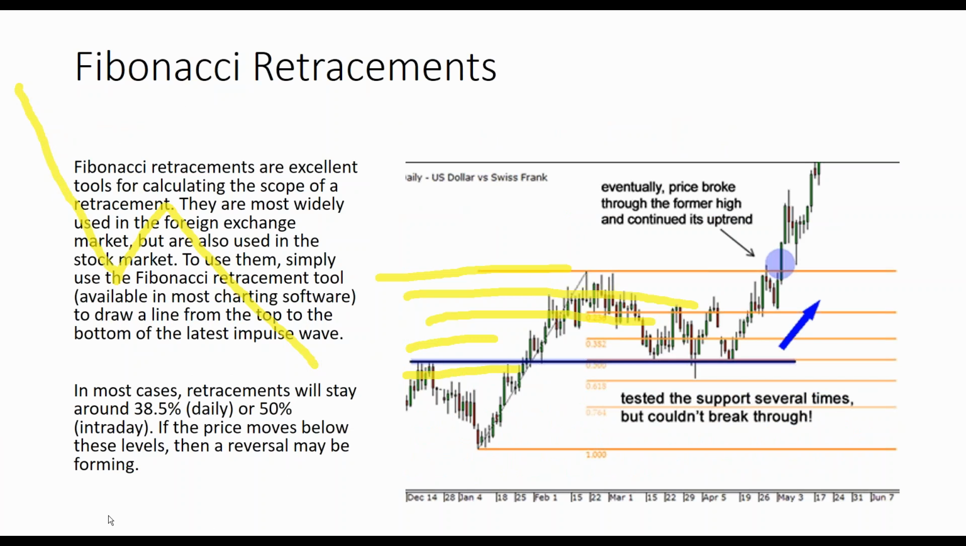Now, we're going to briefly touch on Fibonacci retracements tonight, but we have whole one hour classes just on Fibonacci retracements. Fibonacci retracements are an excellent tool for calculating the scope of a retracement. They are most widely used in the Forex market. In most cases, retracements will stay above the 38.2, the 50%. Now remember, Fibonacci is based on the golden rule. And this golden rule gives us certain numbers that exist in natural science everywhere, and these are the ratios between those numbers.